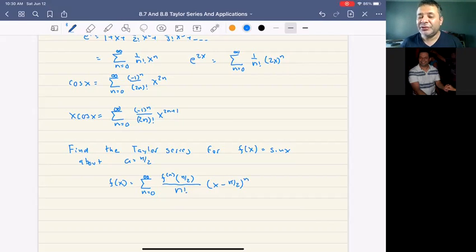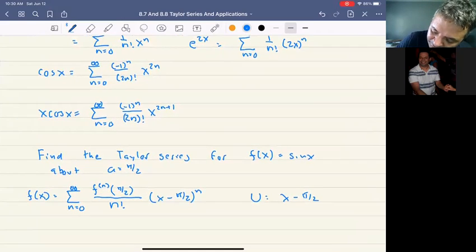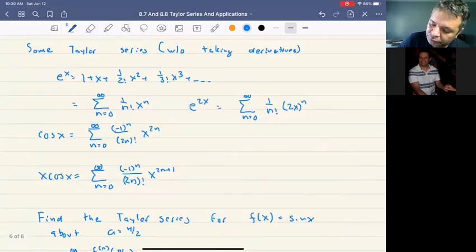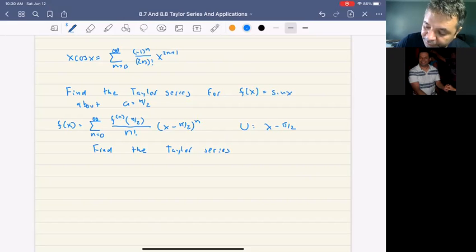Okay, but let's do a change of variables. Instead of x minus pi over 2, let's call it u. So we're now going to find the Taylor series of, actually, x plus pi over 2.